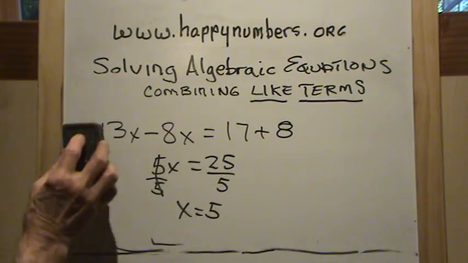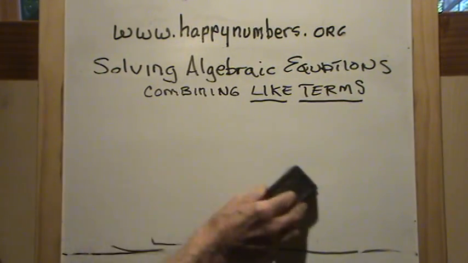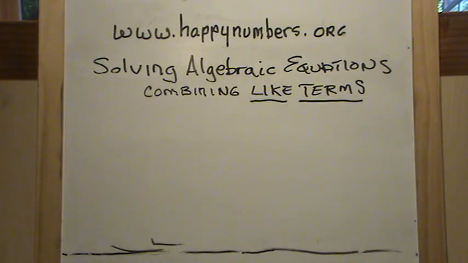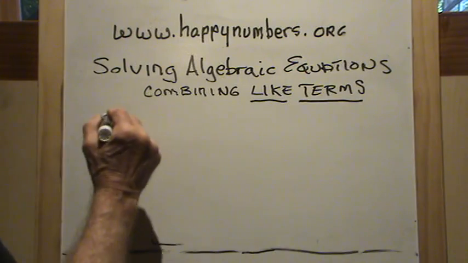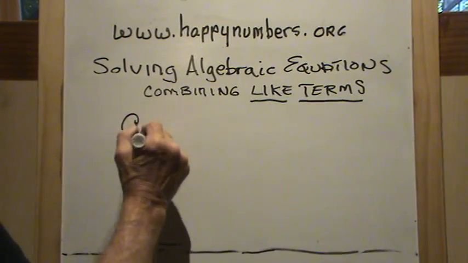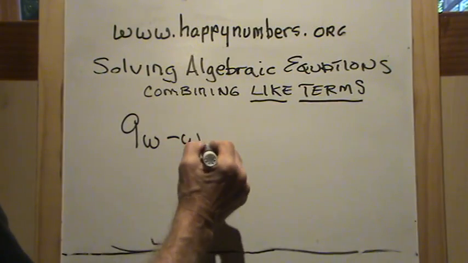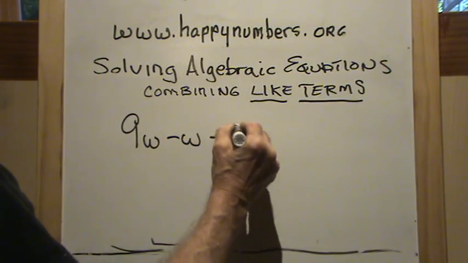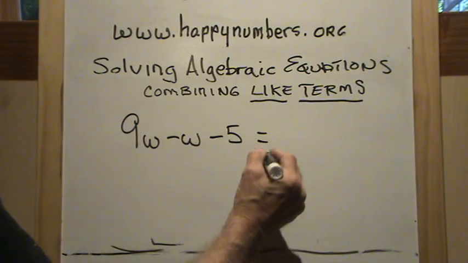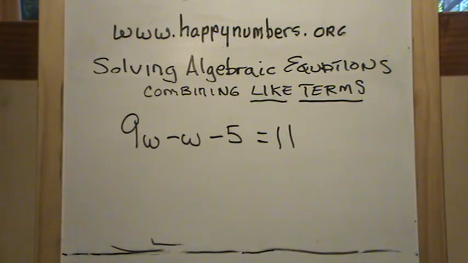Well, good. Let me put a problem up for you all to work. You should be getting quite familiar with the fractions now and equations. Let's put 9w minus w minus 5 equals 11. Put your DVD on pause or hold, work the problem, and then turn it back on again and we'll take a look at it.